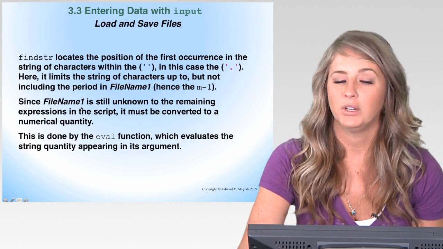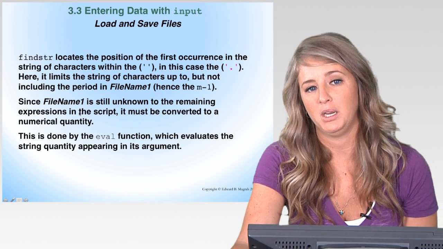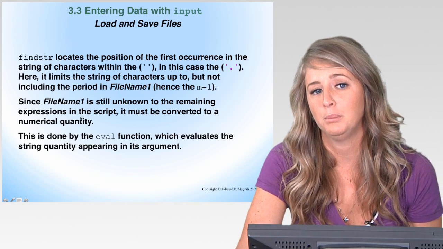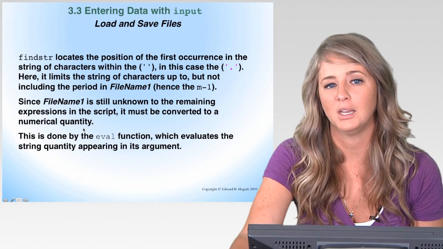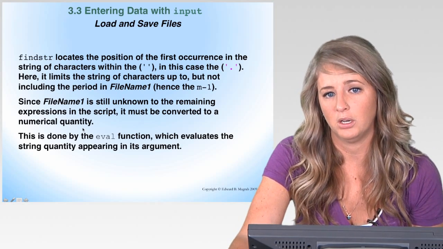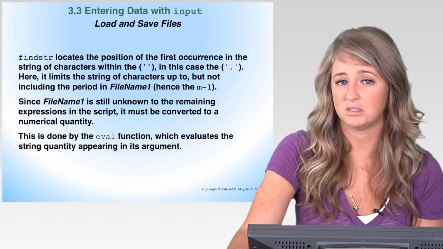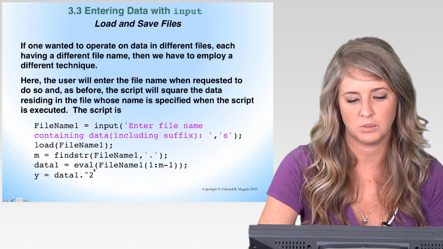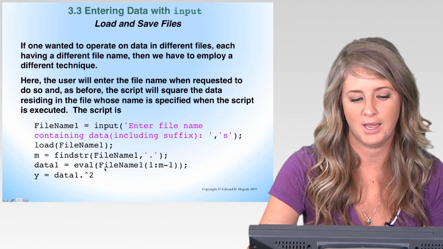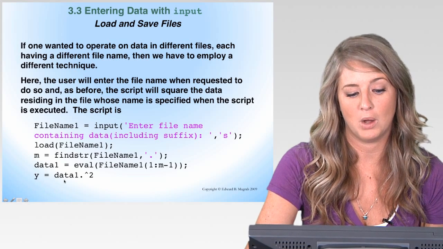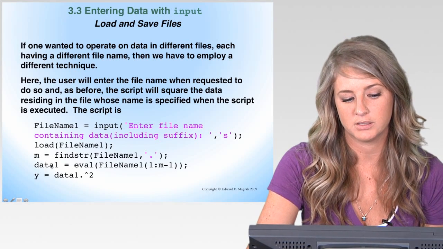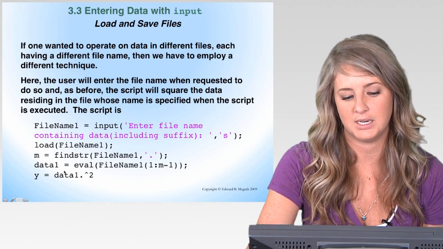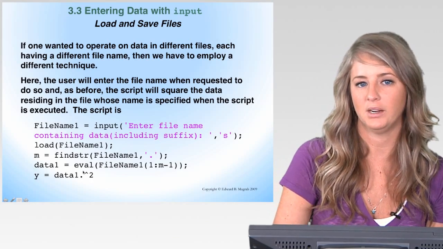And then since file name 1 is still unknown to the remaining expressions in the script, it must then be converted to a numerical quantity. And this is where that eval function comes in. So that evaluates the string quantity appearing in the argument. So that's what's going on here. It's evaluating that. And then we have our y equals data 1. So now that's been reassigned as data 1, and then we've squared that data.